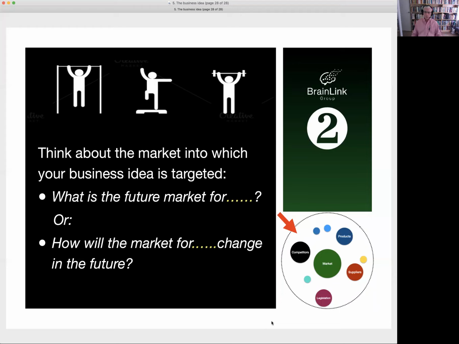So steps 1 and 2, which is defining your business idea and defining your focal question, are really quite important. And what you need to do now is think about your case study organization, and answer these 2 questions. What's the business idea? And what is the focal question, which is going to allow me to focus my environmental scan for the future of this business idea?